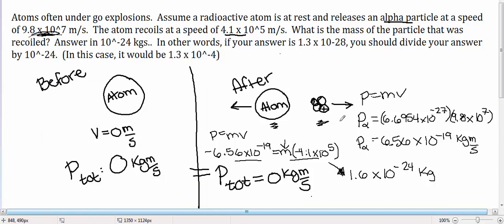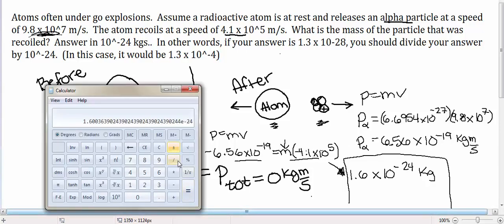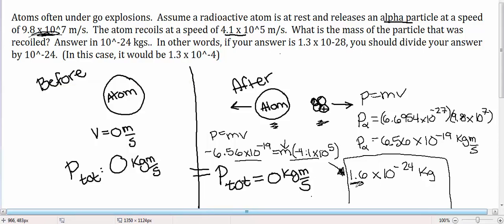Now the problem wanted us to rewrite this answer so that we wouldn't have to use the scientific notation. And they want us to divide the answer by 10 to the negative 24th. If I go back to my calculator, and again I divide and put inside parentheses 10 raised to the negative 24th, close my parentheses, I get an answer of 1.6. And that is what I would type into my Canvas quiz.